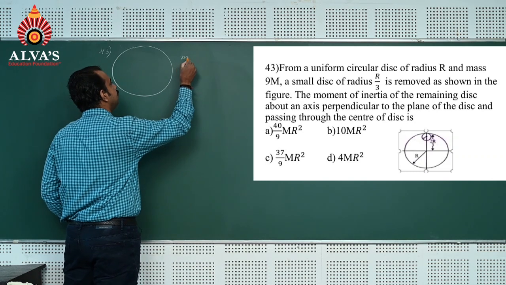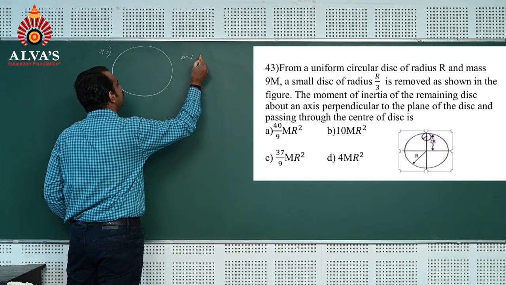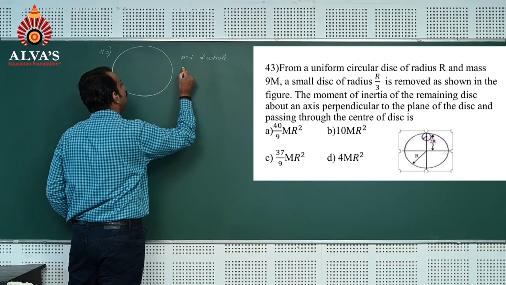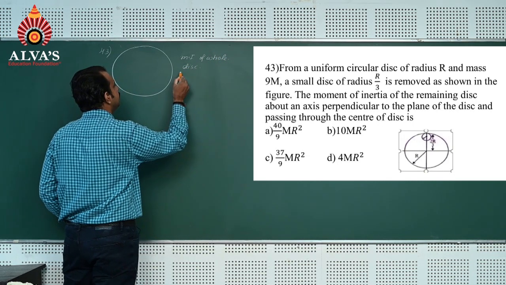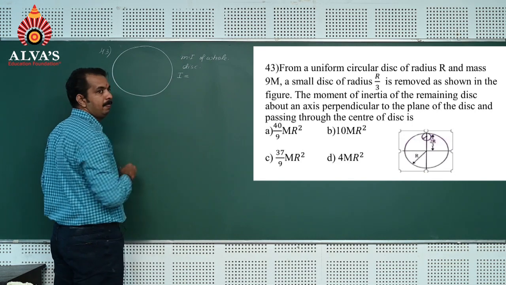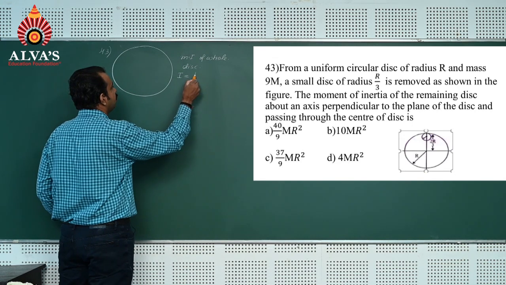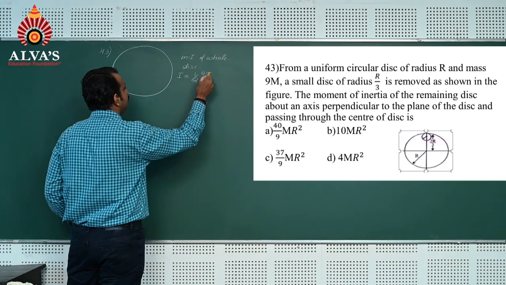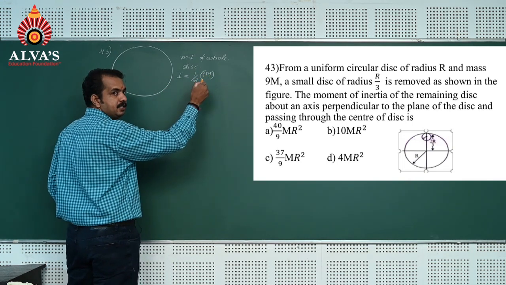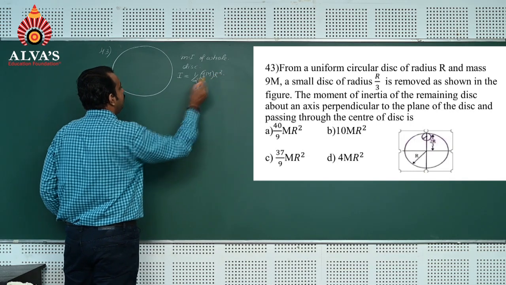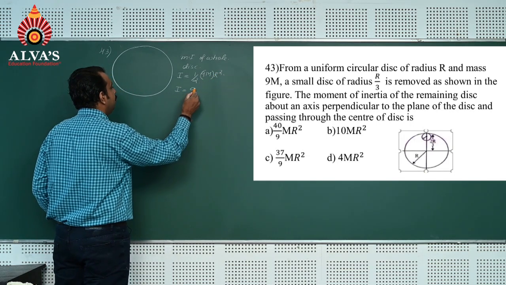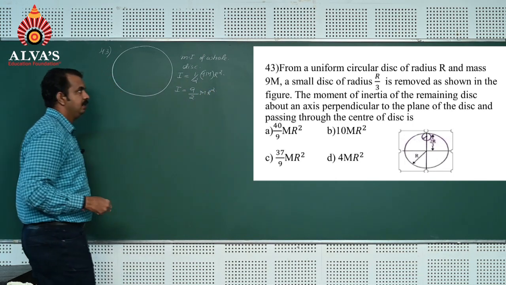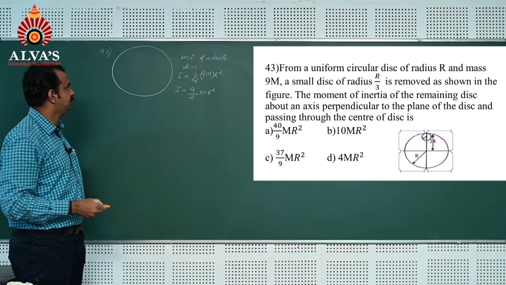Moment of inertia of whole disk. I is equal to, it is a circular disk, the formula is half into mass, which is 9m, into radius r square. I is equal to 9 by 2 m r square, for the moment of inertia of the whole circular disk.